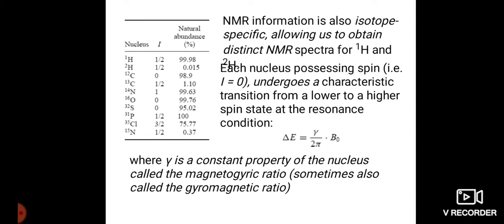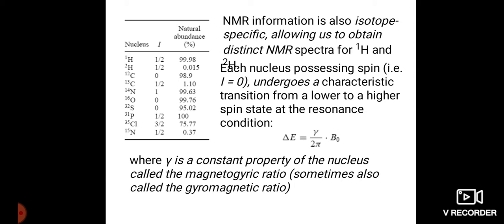Each nucleus possessing spin undergoes a characteristic transition from a lower energy to a higher energy state, and undergoes a resonance condition, that is delta E equal to gamma by 2 pi into B naught. You can see here in this chart the nuclei, the spin possessed by those nuclei, and the abundance obtained in nature.